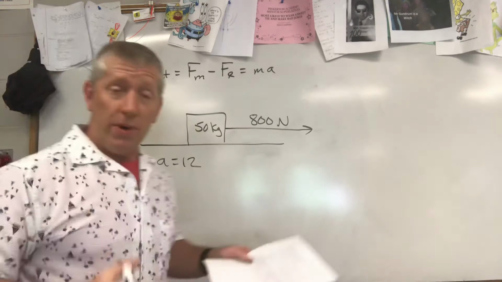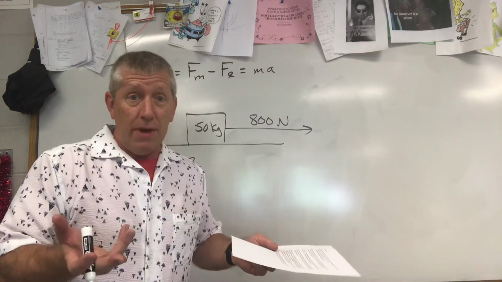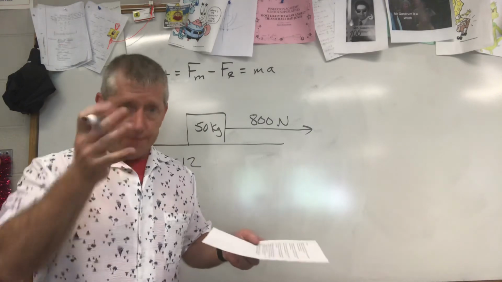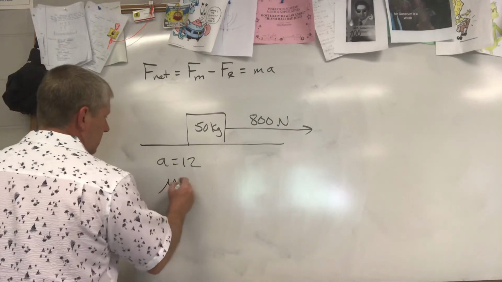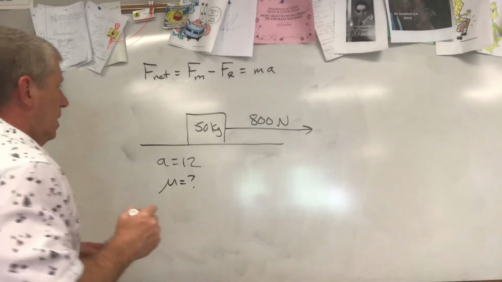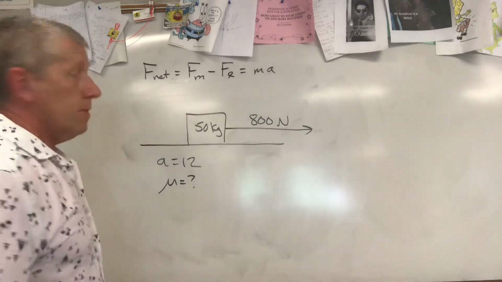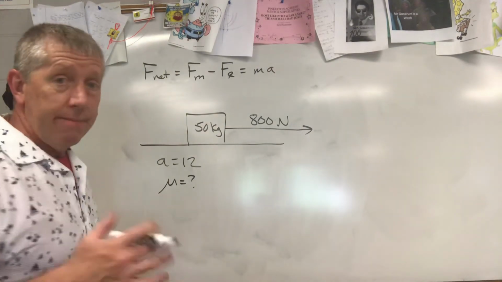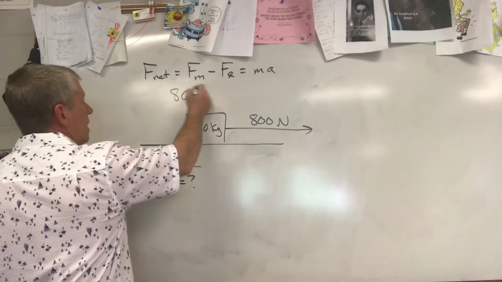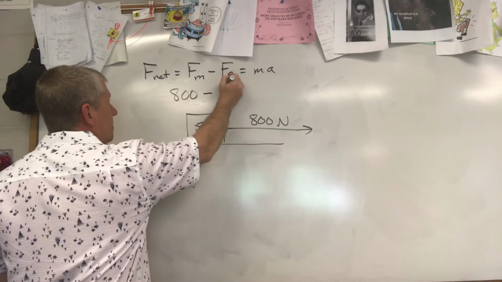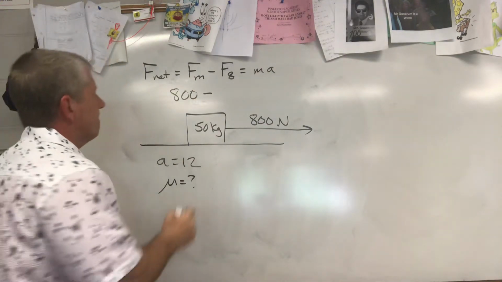Oh, this one does want to find the coefficient of friction. We're going to do this one basically the same way we did the last one, except we have different numbers. Let's do it. This one wants a coefficient. All right, here's my working equation. Let's plug stuff in. What's the force making it move? 800. Force holding it back. That's friction. But let's do it this way.